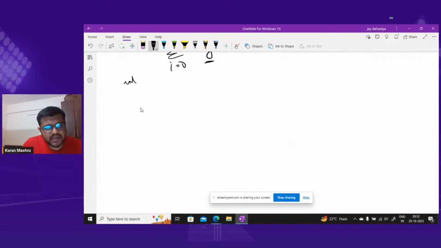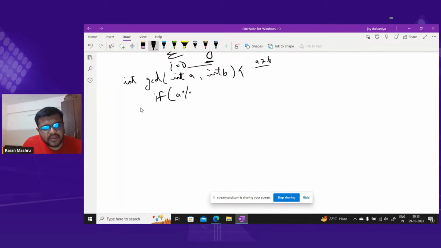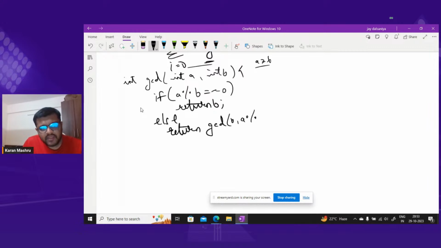GCD function. It says int GCD(int A, int B). Here I am assuming that A is greater than or equal to B. Assuming this, I have written: if A modulo B is 0, then return B, else return GCD of B comma A modulo B, right? In this function I have assumed that A is greater than or equal to B. In that case, I have checked here A modulo B equal to 0.